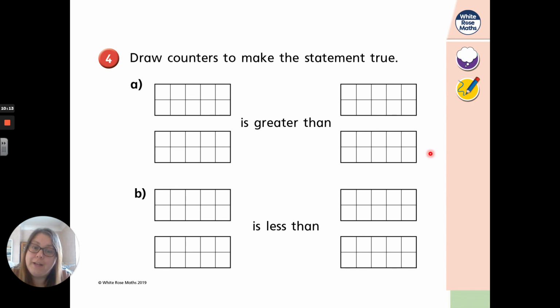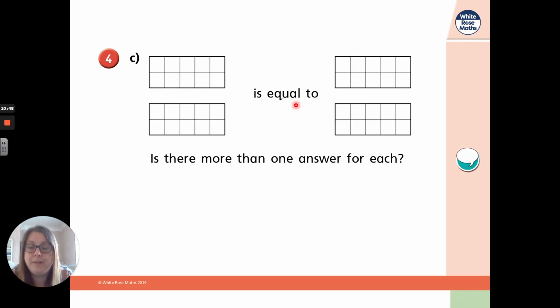And now I'm going to put the next slide on as well so that you know what there is to do. I want you to draw counters to make the statement true. So you need to draw me some counters and I want the number to be more than 10, please. So this side is greater than this side. Okay, so draw the counters to show this side is greater than this side. Then this side is less than this side. Remember, more than 10. But also I want you to do it equal to as well. Something is equal to something.